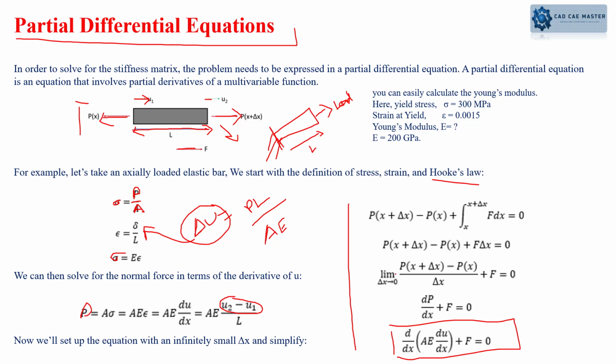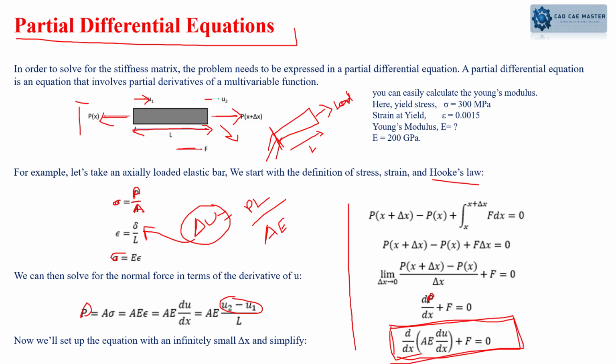boundary condition as 0. If we limit this one, and try to take the P loading outside and then simplify, you are going to have the derivative of P with respect to dx plus f. And here we know the value of P is AE du/dx, plus f, and finally you achieve this equation.